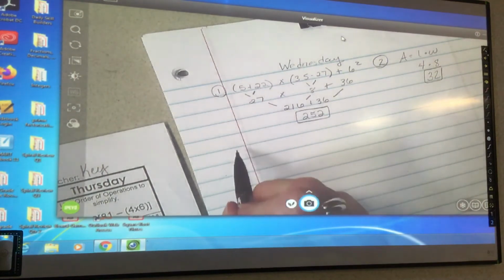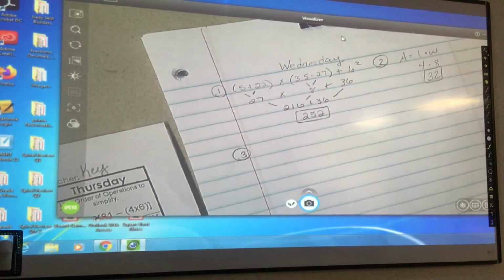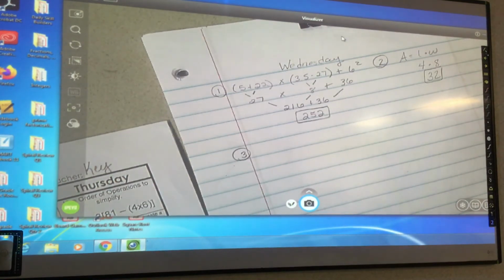Number 3 is a little bit difficult. Remember I said sometimes it's just easier to draw a picture and help us picture it in our head and figure out what we need to do. It says on a coordinate plane, point A is located at 7, 4, and point B is located at negative 8, 4. What is the distance between the 2 points?